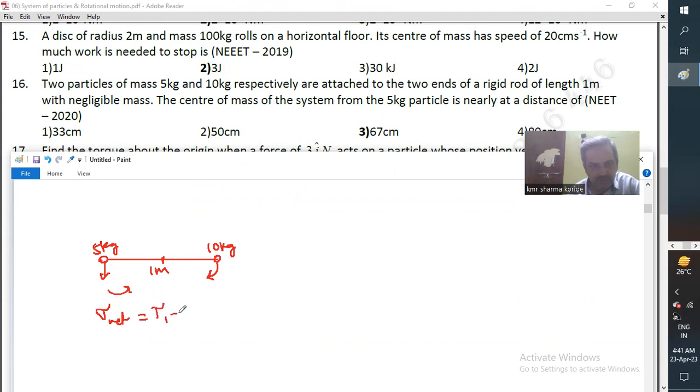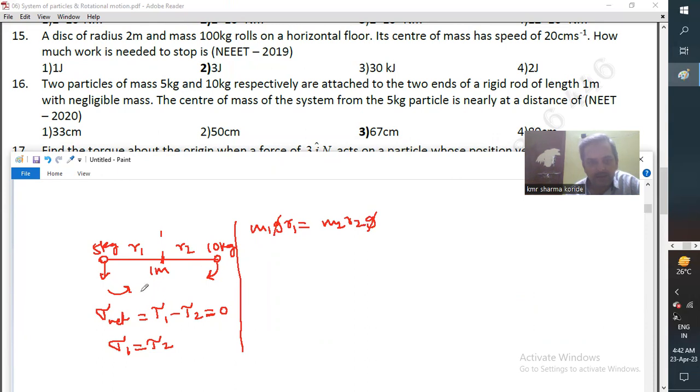So net torque is tau 1 minus tau 2, and this is equal to 0, meaning tau 1 equals tau 2. Therefore M1 G R1, you call this distance R1, and this distance R2 from the center of mass, is equal to M2 G R2. G gets cancelled because this is the weight part, so M1 R1 equals M2 R2. Also you can mention that the distance between the two particles is d. So keeping this in mind, we can write that R1 plus R2 is equal to d.